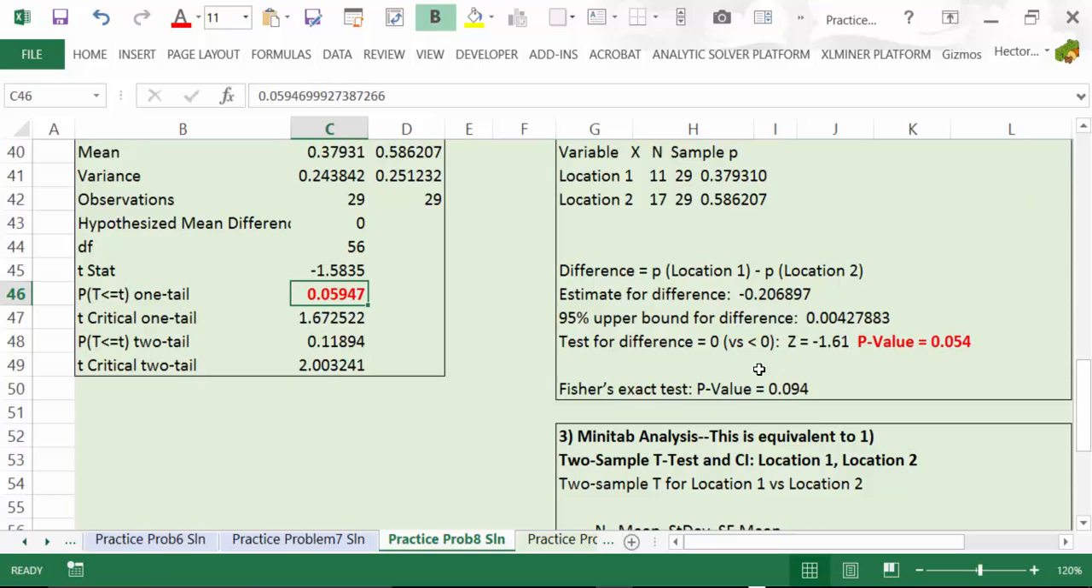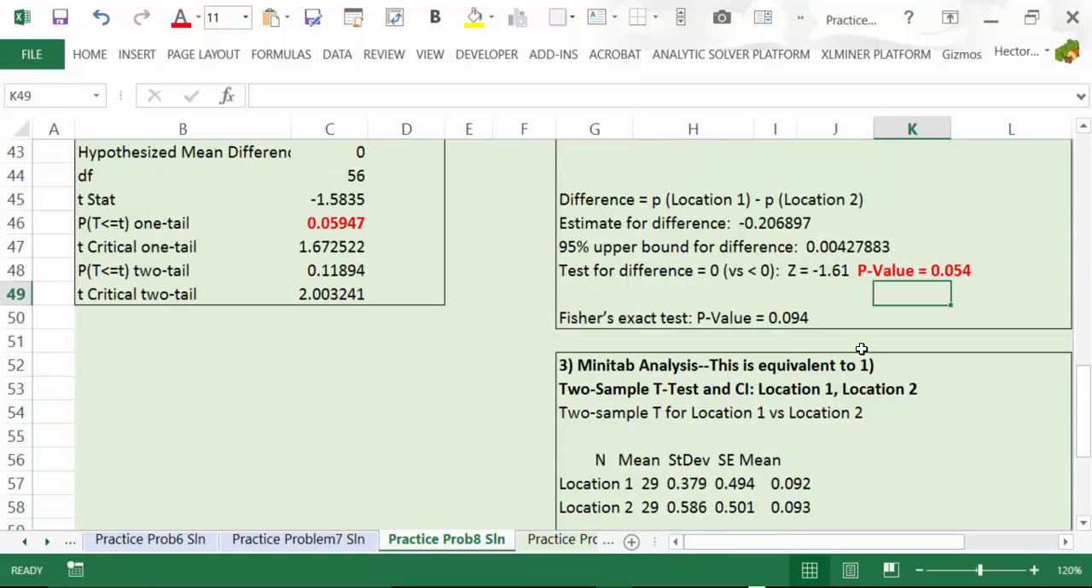The results here for a one-tailed test, notice this is a test of the difference versus location 1 being less than location 2, because that's what in fact we got. Location 1 had a sample value of 0.379 and location 2 0.586. So this is a one-tailed test. I find a p-value of 0.054, compare that to alpha 0.05. It's still larger than alpha, so I can't reject the null hypothesis.